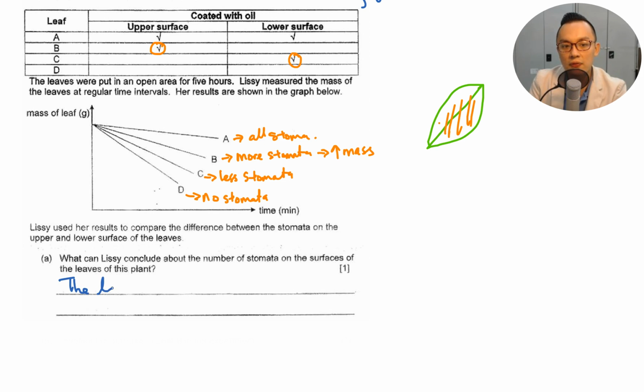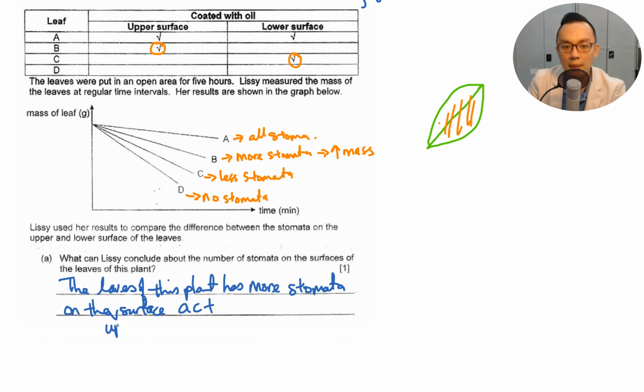So the leaves of this plant have more stomata on the, let's call this the upper surface. All right, I use the same term as what the question used, as compared to the lower surface. So it has more stomata on the upper surface as compared to the lower surface because when I cover the oil on the upper surface, the mass is greater than when I cover the lower surface. So that means I'm covering more stomata on the upper surface to prevent more oxygen or carbon dioxide from leaving the leaf. Therefore, the mass will increase even more.